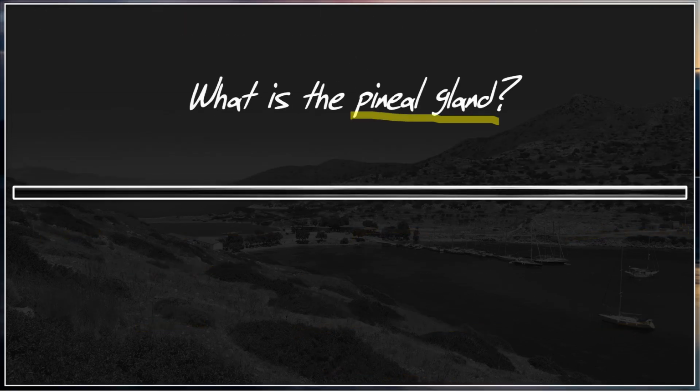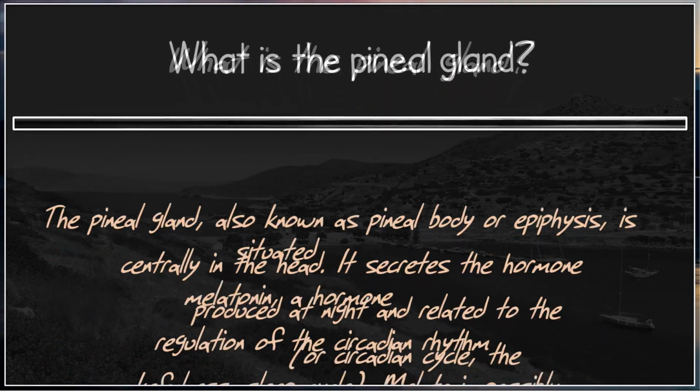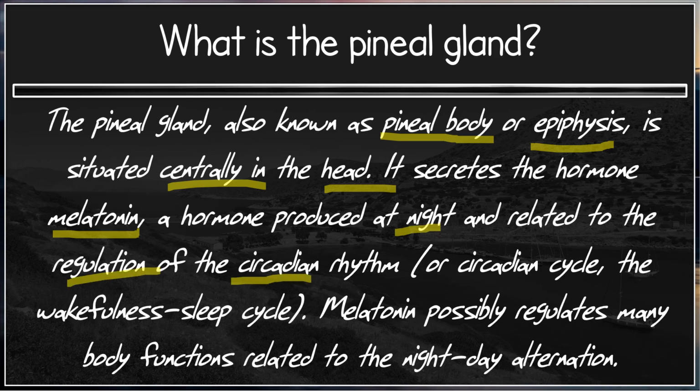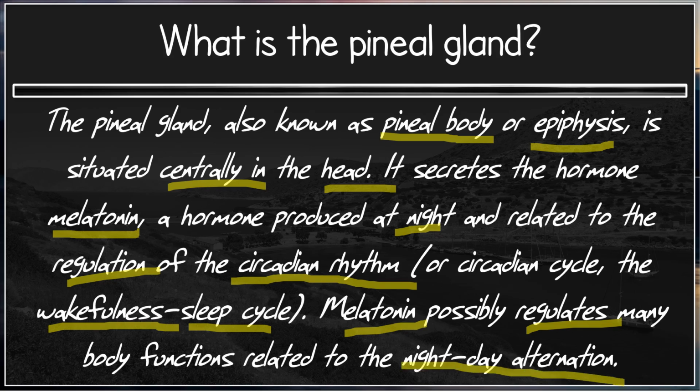What is the pineal gland? The pineal gland is also known as the pineal body or epiphysis. It is situated centrally in the head. It secretes the hormone melatonin, a hormone produced at night and related to the regulation of the circadian rhythm, the circadian cycle, the wakefulness-sleep cycle. Melatonin possibly regulates many body functions related to night-day alternation.